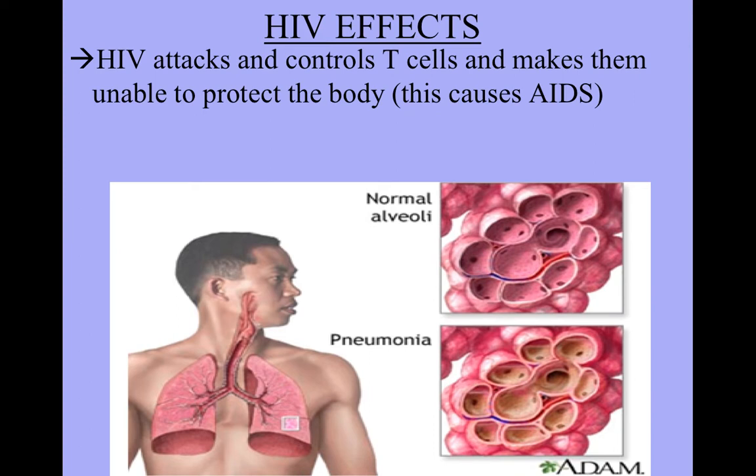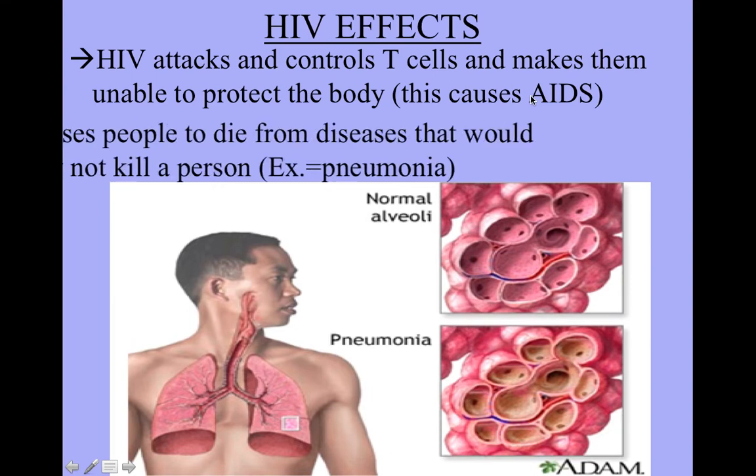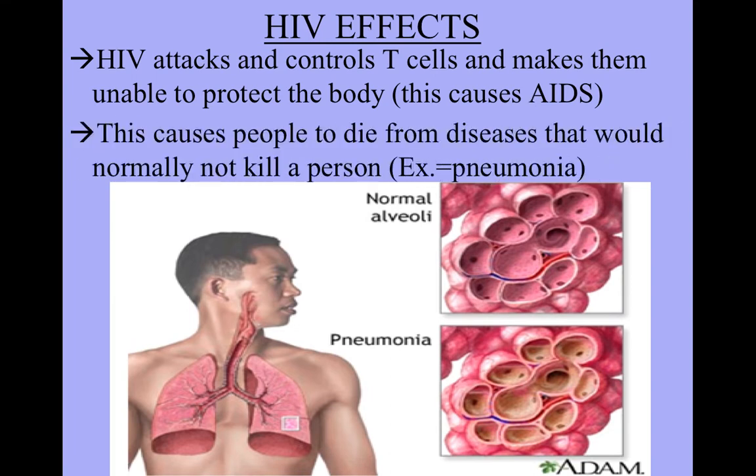So anyways, HIV attacks and controls T cells and makes them unable to protect the body. And essentially when the viruses have enough control and have killed enough T cells, someone ends up with AIDS, which is the acquired immunodeficiency syndrome. And this causes people to die from diseases that would normally not kill a person. And that's why I have the pneumonia diagram.